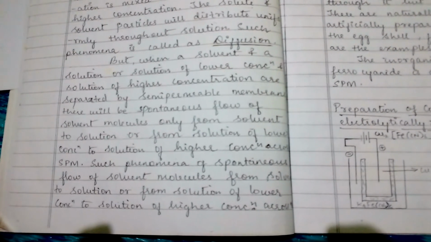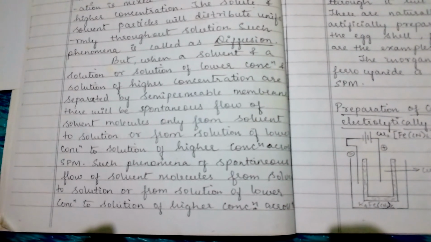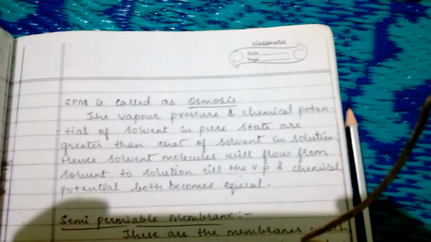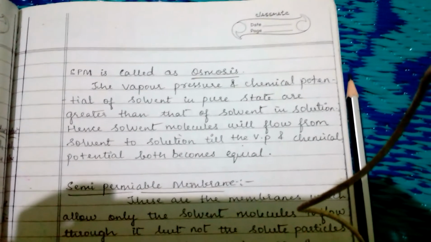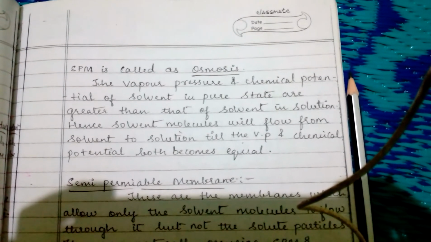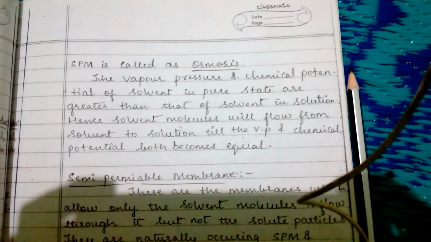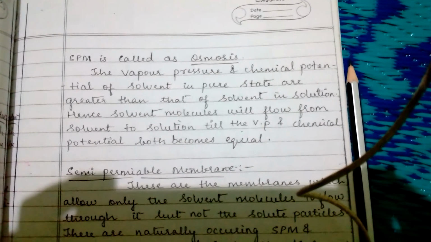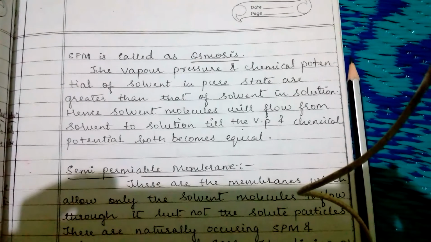Such a phenomenon of spontaneous flow of solvent molecules from solvent to solution, or from solution of lower concentration to solution of higher concentration, across a semi-permeable membrane is called osmosis. The vapor pressure and chemical potential of solvent in pure state are greater than those of solvent in solution. Hence, solvent molecules will flow from solvent to solution till the vapor pressure and chemical potential both become equal.